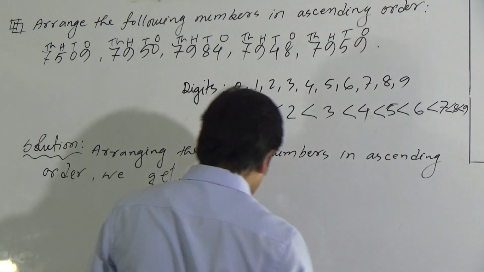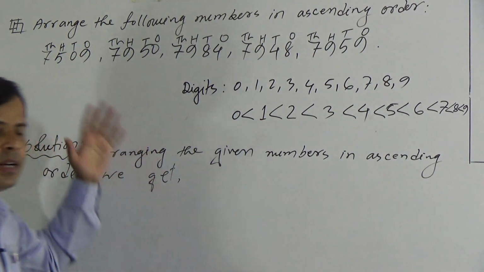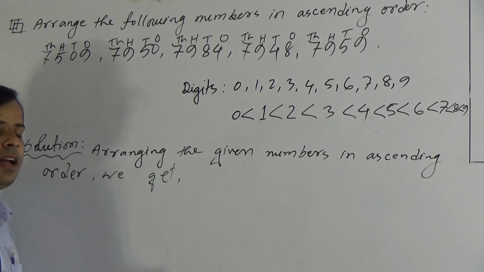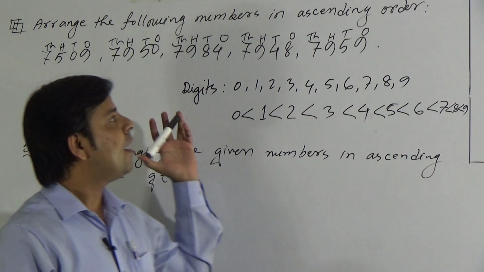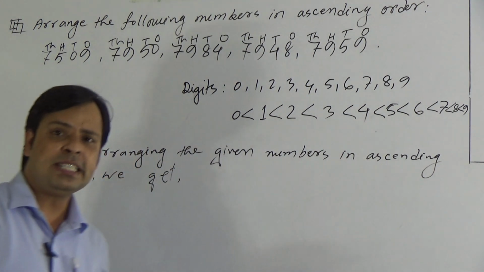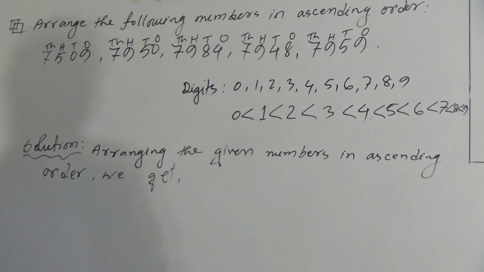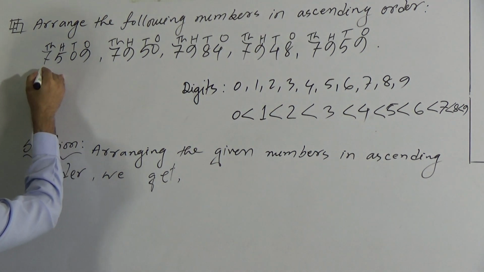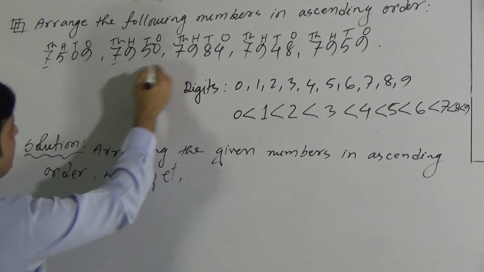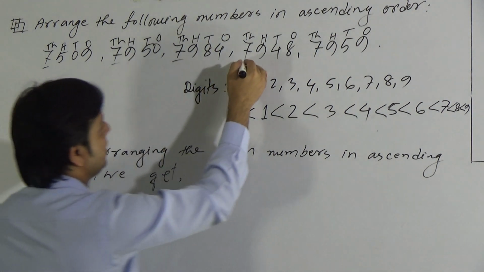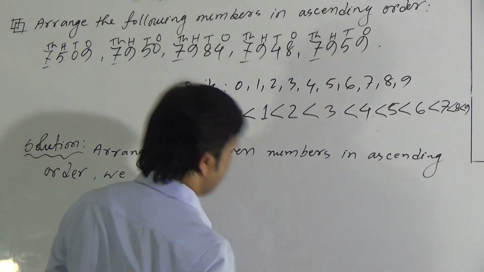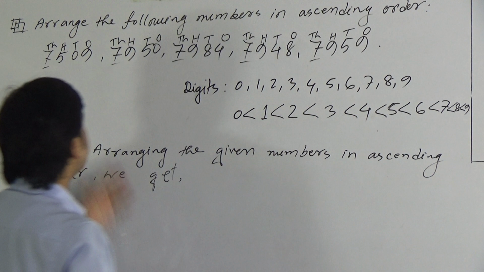Okay, dear students, if you observe the numbers here, in all of them the highest position is thousands. Now see the thousands position here. The thousands digit is 7 in every number.